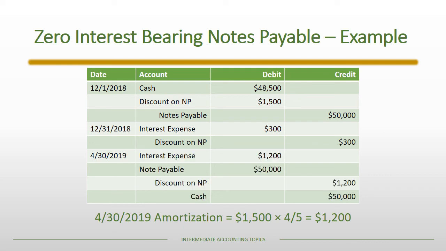And so we have the interest expense and the amortization of the discount on the note as $1,200 and the repayment of the note payable as $50,000.